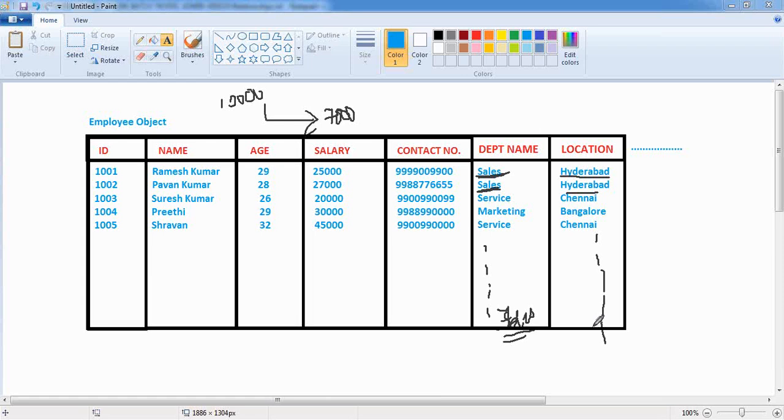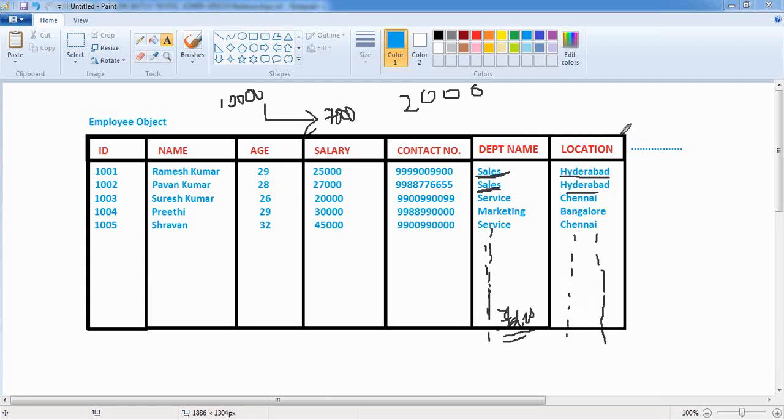So the department name sales keeps on repeating 7,000 times, and the location keeps on repeating some 7,000 times. In a similar way, 2,000 people are working in the service department. So the department name service will keep on repeating for 2,000 times, and the location, that is Chennai, will repeat for 2,000 times.